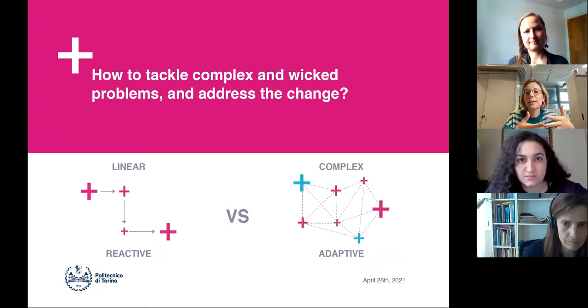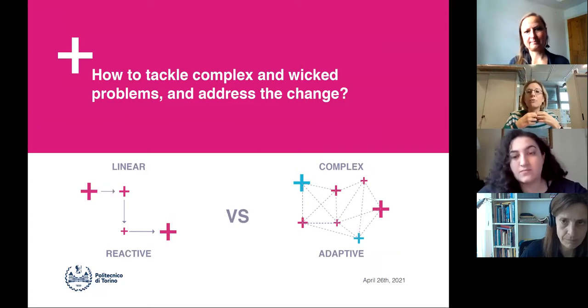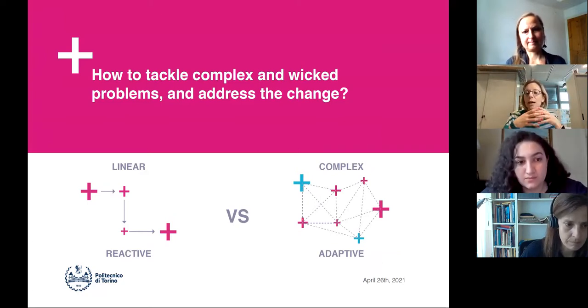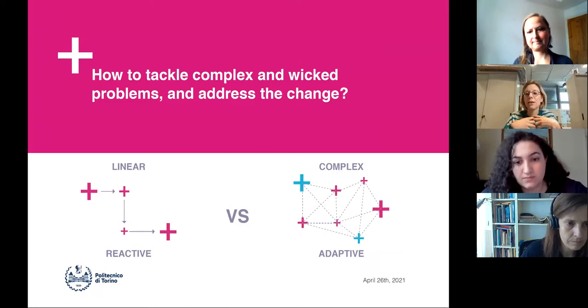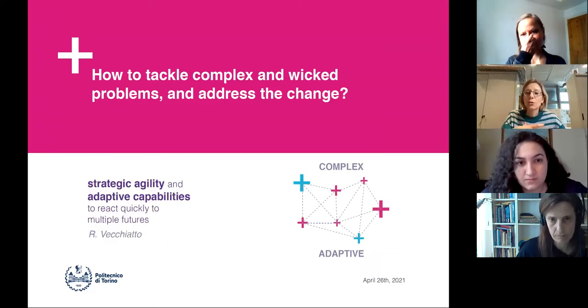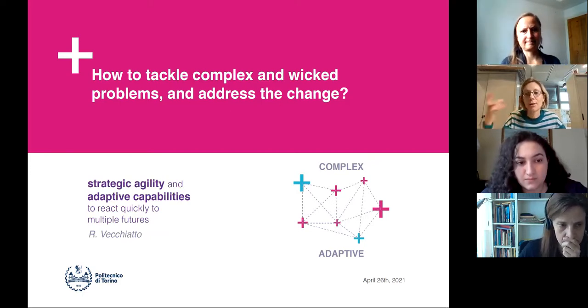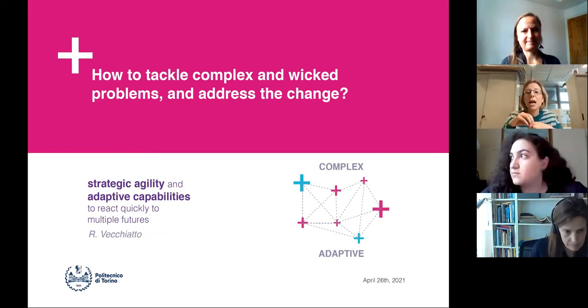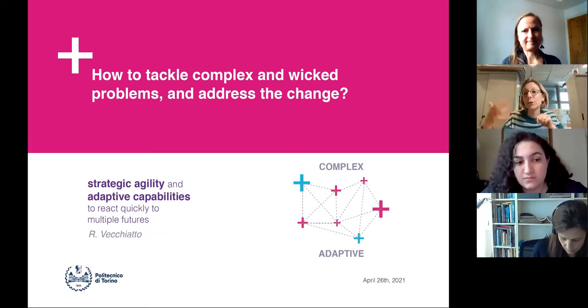What we can do is not use a linear and reactive approach, where we have a cause and effect approach, but it is really a complex situation in which we should apply a sort of adaptive approach. So it is important to have this strategic agility and adaptive capability to react as quickly as possible to those problems and define our future, or better, multiple futures.